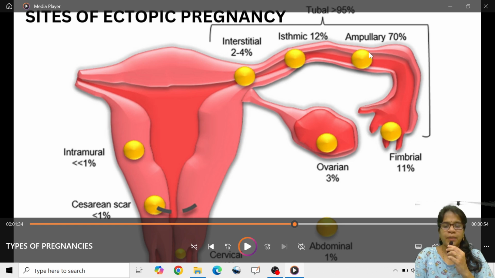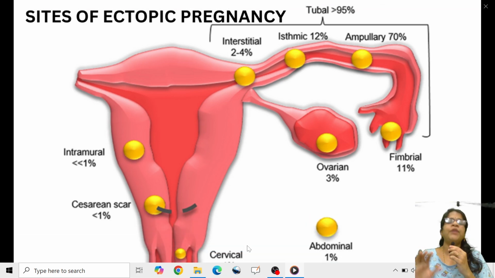If it is the ampullary part, there is no chance of survival, and by the time the baby is moving into the isthmus, it may lead to a bulge, or the whole fallopian tube may burst because of the growth happening in the isthmus part of your fallopian tube. So this is what I just wanted to give you, a brief idea.